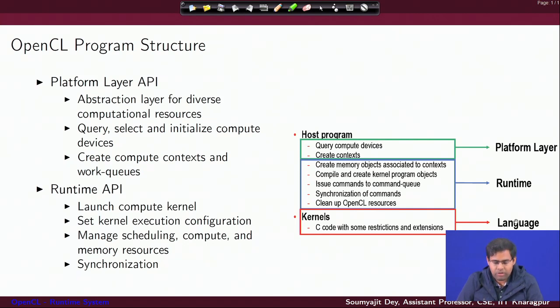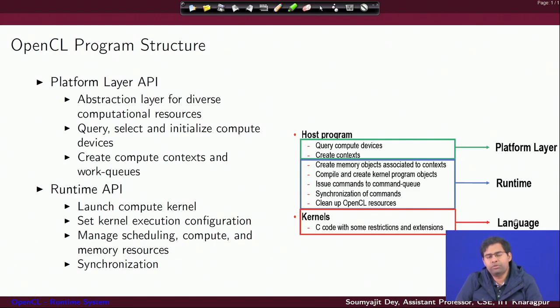Also, once all these data structures are up and running, you will be using functions from the runtime API to launch the kernels and manage the execution of the kernels, schedule the executions of the threads across the different devices, utilize the memory resources, and achieve synchronization as and when required across the threads and all that.